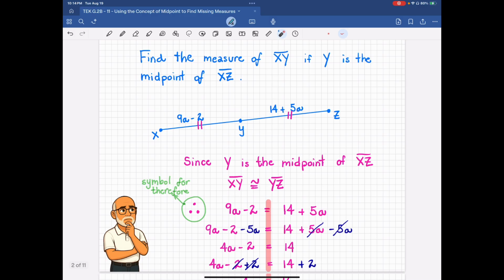So they want us to find the measure of XY. So they don't want to know what a is. They want to know how big is this piece of the line segment. Well, we know that it's 9a minus 2. So if I know that a is 4, all I'm going to do is plug 4 in for a, and I'm going to get 9 times 4 minus 2.